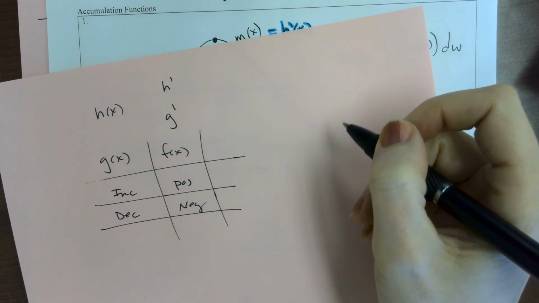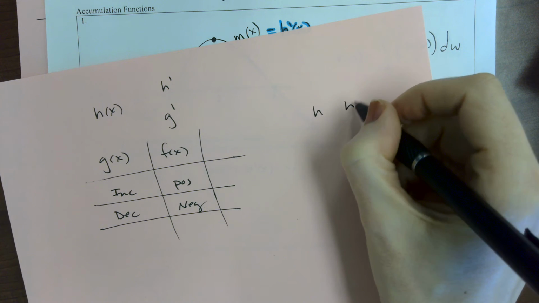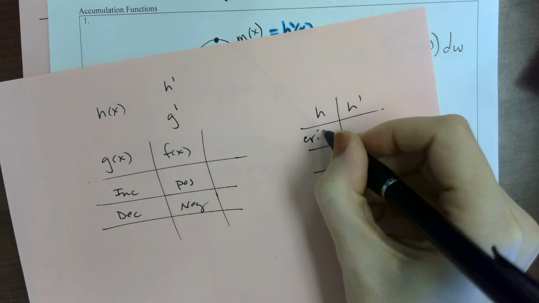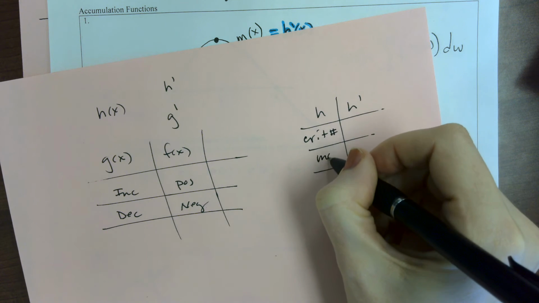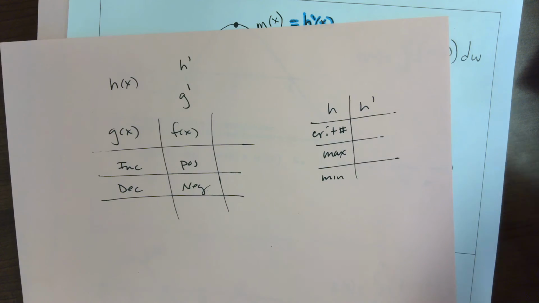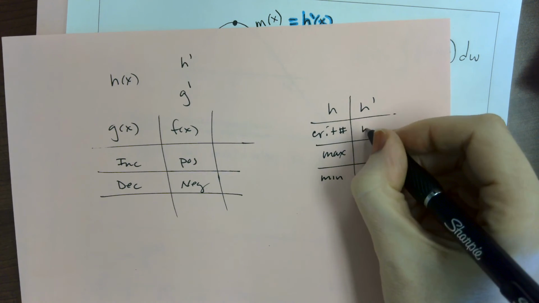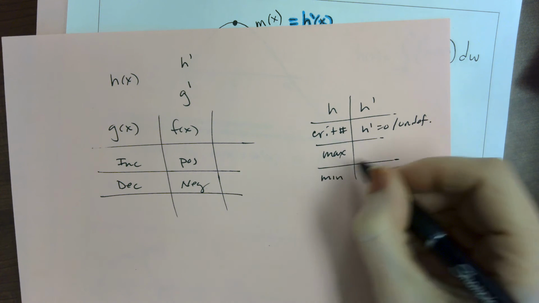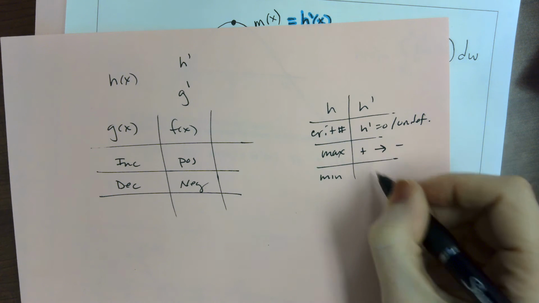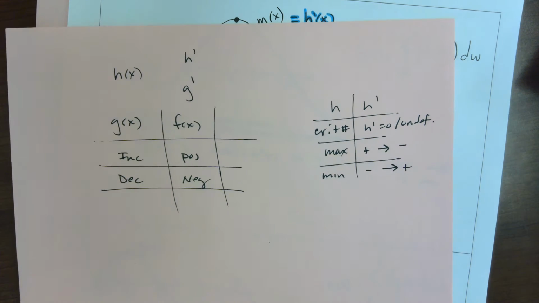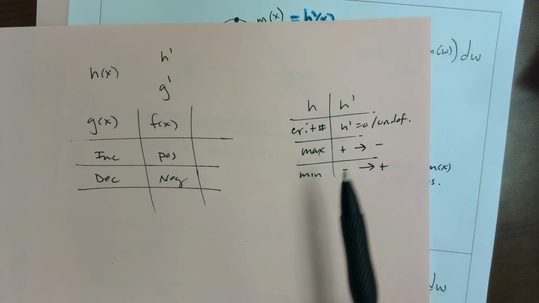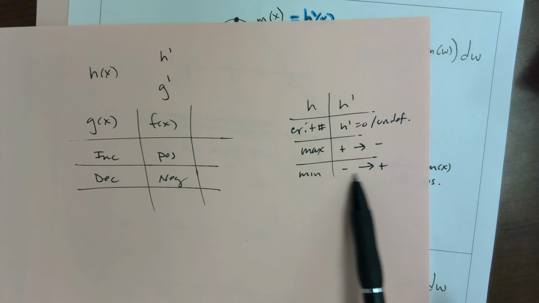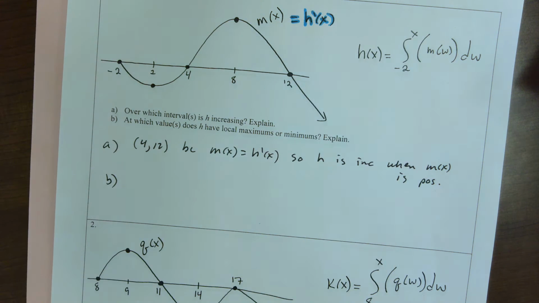All right, now for B, at which values does h have local maxes or mins? So, all right, h prime, this was a little chart we had. We had critical numbers, max, min. All right, so critical numbers were when the derivative was 0 or undefined. Max, positive, negative. All right, that was one of our charts that we would write all the time. So for a max, I'm looking for this kind of sign change on my graph. For a min, I'm looking for that kind of sign change.